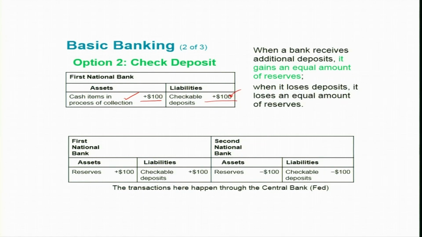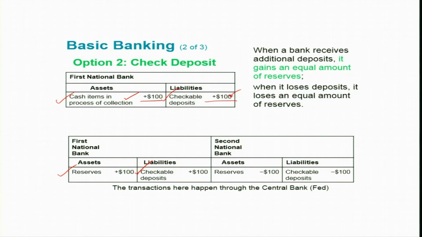So the T account, what I am showing you here in the first table, immediately after someone deposits this check, here the assets and liabilities change in this way, that means cash items in process of collection and checkable deposit. And subsequently this one will become reserves. When they collect this money, this will become reserves, and again this checkable deposit is already in the name of the depositor, so it will be checkable deposits.